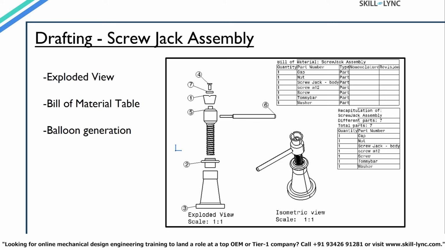Let us now learn some more new features while making the drawing of this assembly. In this drawing, we can see that an isometric view and an exploded view have been inserted. There is a bill of materials table also attached to the drawing. I will walk you through the steps to do this.